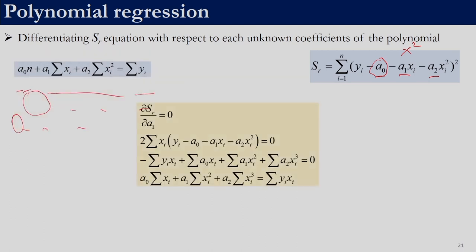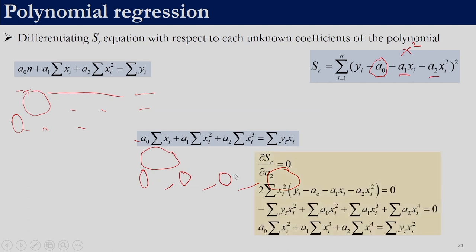Similarly we need to calculate dou Sr by dou a1 equal to 0, so 2 times this entire expression. Differentiation of yi with respect to a1 would be 0, a naught would be 0. Over here we will get a minus xi, so that minus can be written over here. So minus 2 times xi, this expression, and then xi can be multiplied, and this term can be taken to the right hand side because it is completely known. Again this term and this term are known because the data points are known, so we can calculate it. The only 3 unknowns are a0, a1 and a2.